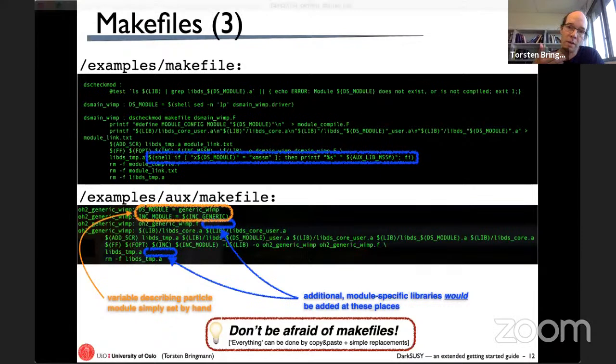As you will see, the only thing that you need to do is to basically copy and paste blocks like this and just change names, like, for example, generic WIMP or the name of the program that you want to provide. It's nothing more than that, and then you can exploit the full advantage of using makefiles in your practical applications.